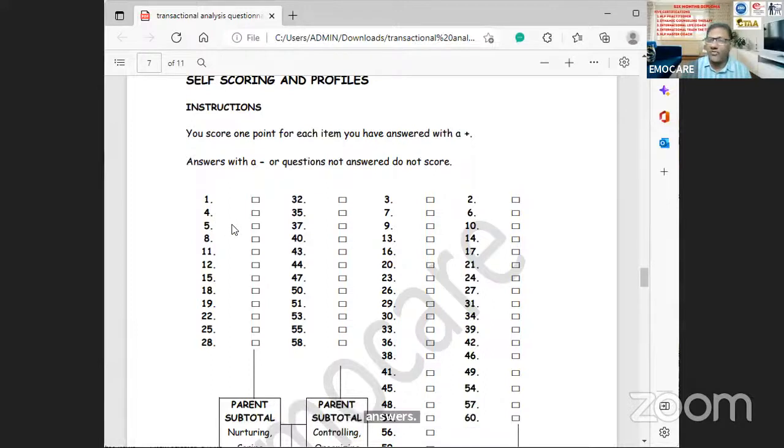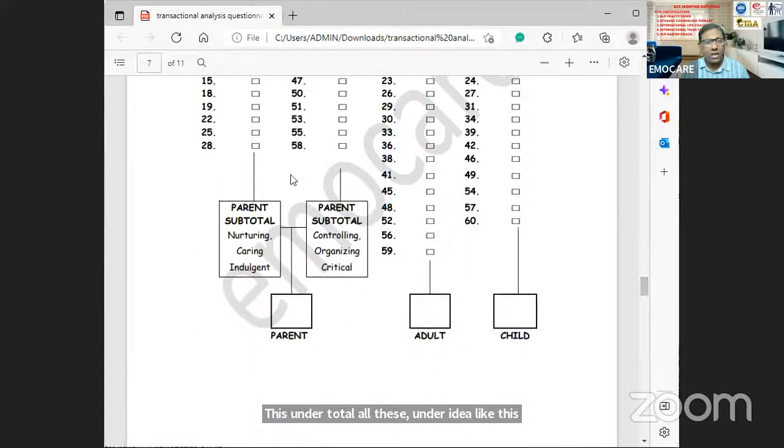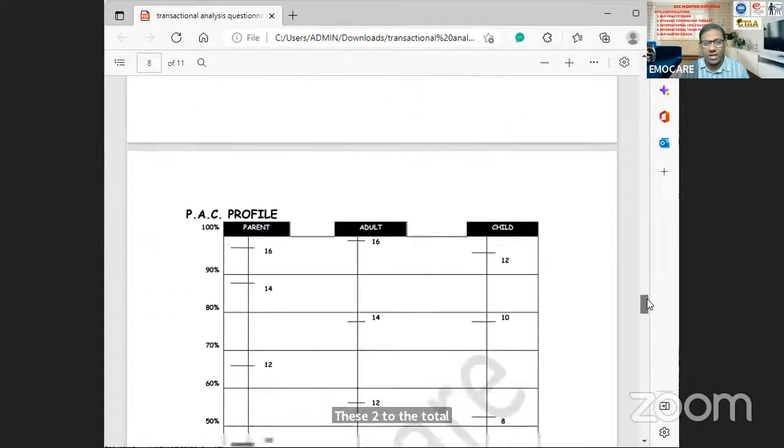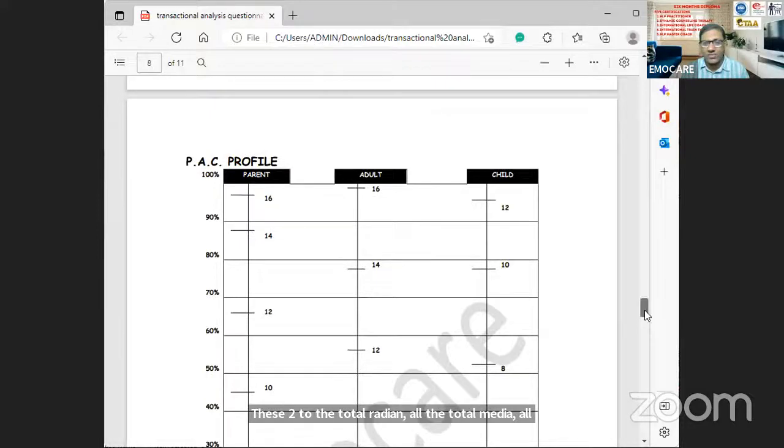Again, question number 4, if you have given minus, leave it. 5 plus, give 1. Complete this, total all of this, and write it here. Like this, total this and write it here. These two total right here. All the total right here. Now come down. Leave this one, the BAC profile.